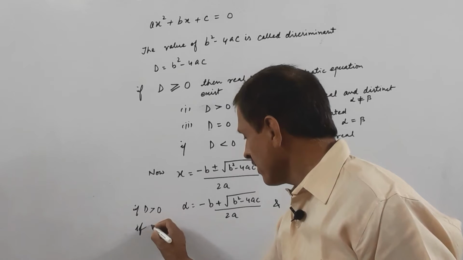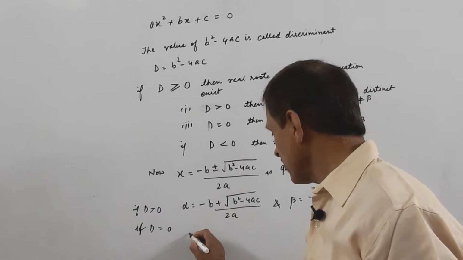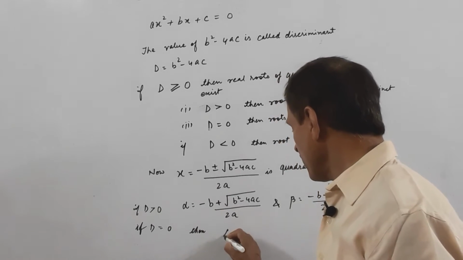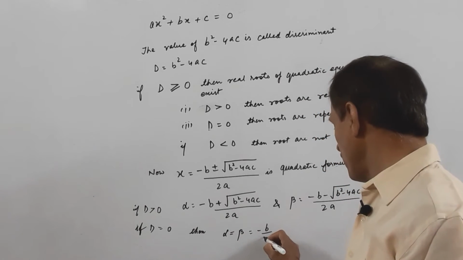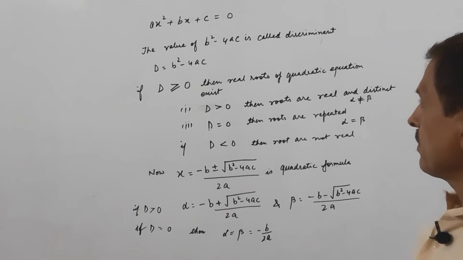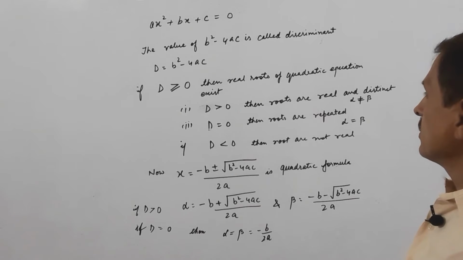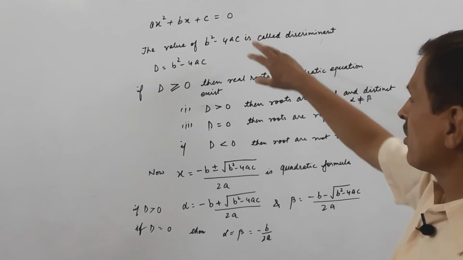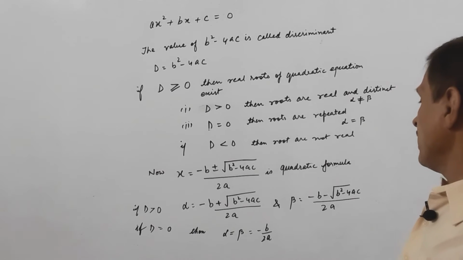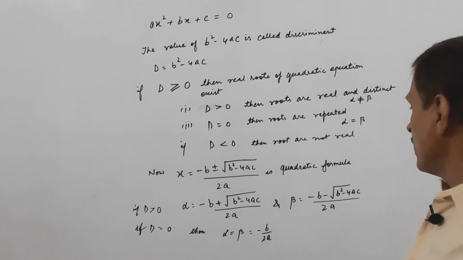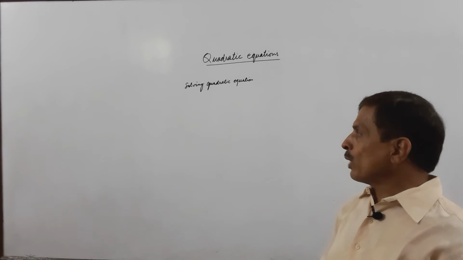But if D is equal to 0, then alpha is equal to beta is equal to minus b upon twice of a. This is how we can determine the roots of the quadratic equation, whether real or not real, and also we can calculate the roots using the quadratic formula. So this formula is called the quadratic formula.